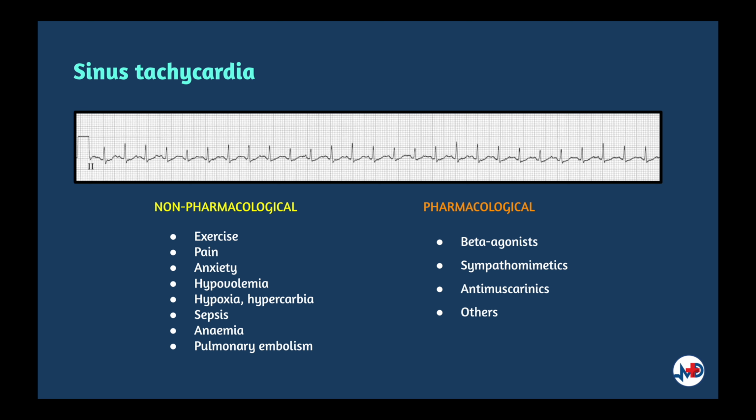Pharmacological causes include beta-agonists, sympathomimetics, antimuscarinics, and others such as caffeine and theophylline. Non-pharmacological causes such as exercise, pain, anxiety, hypovolemia, hypoxia or hypercarbia, sepsis, anemia, and pulmonary embolism can also cause sinus tachycardia.